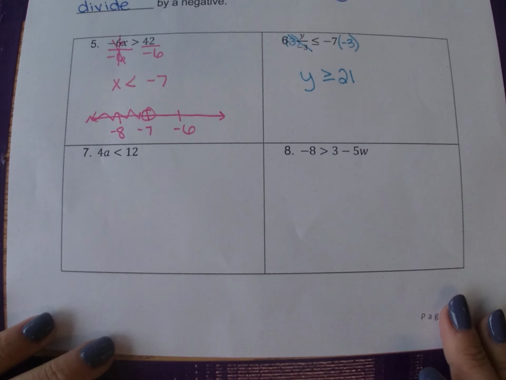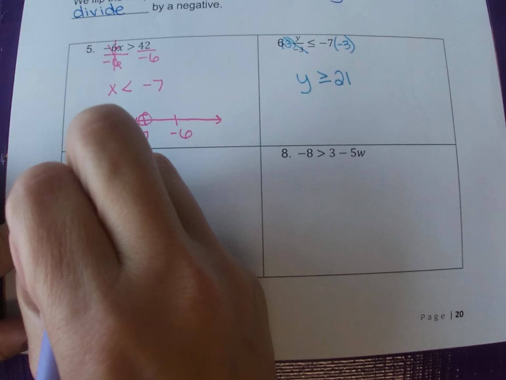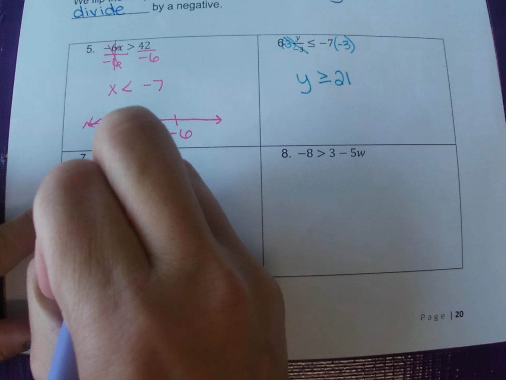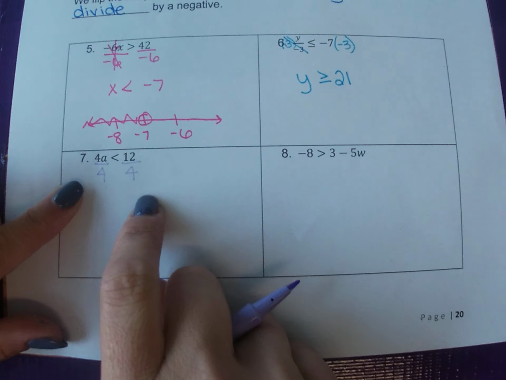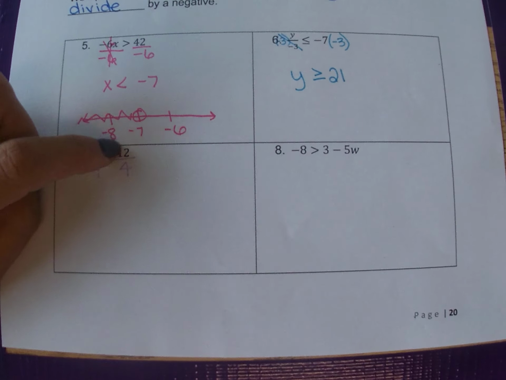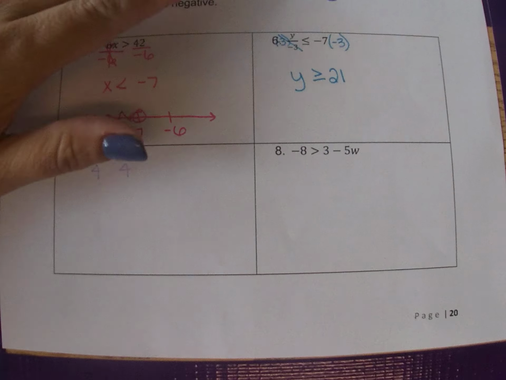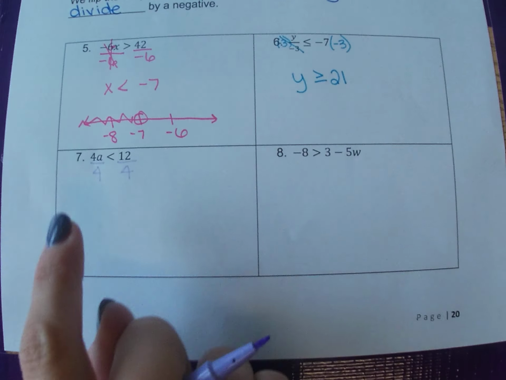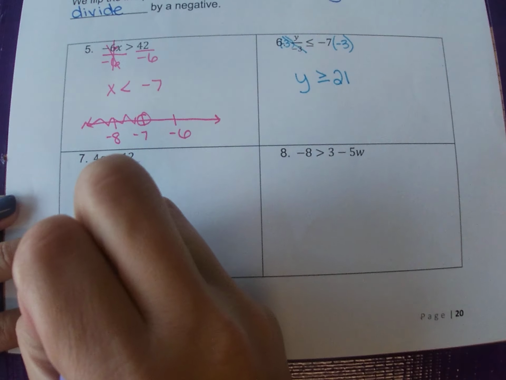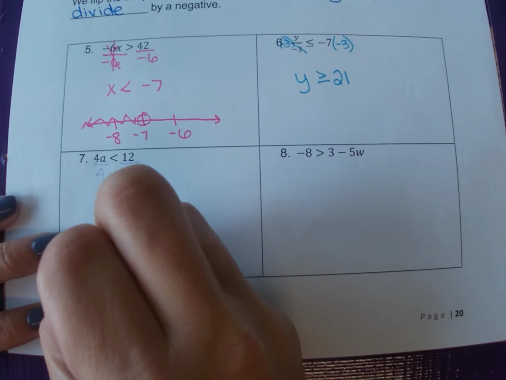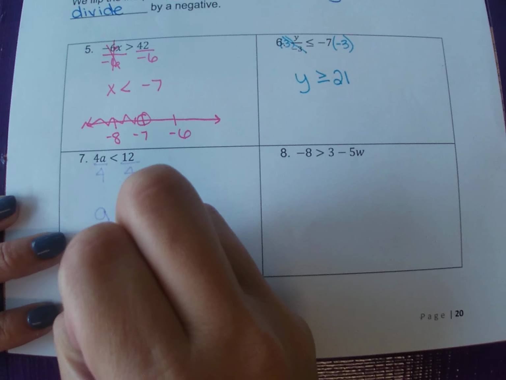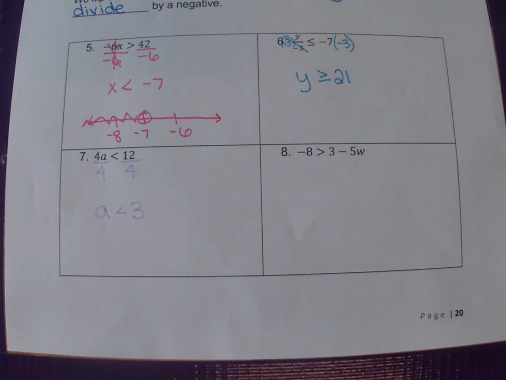Okay, if I look at number 7, right? Now number 7, I'm dividing by 4. The number that I'm moving is positive. Doesn't matter what that 12 is. That 12 can be positive, that 12 can be negative, that 12 can be anything at once. This 4 that I'm dividing by is positive, so my inequality sign is not going to flip. Again, we could graph the answer. We don't have to graph the answer every time. You'll have to read the directions and see what it says.